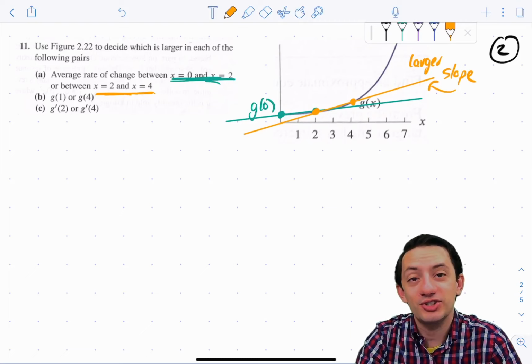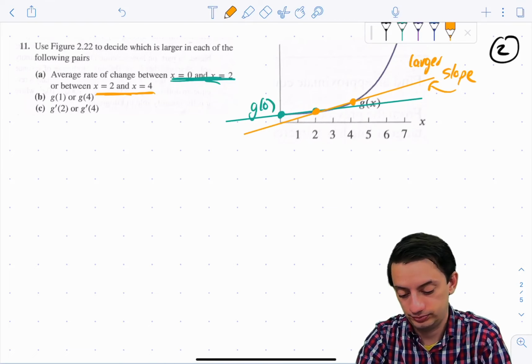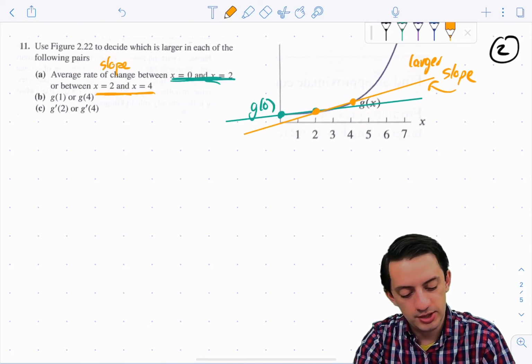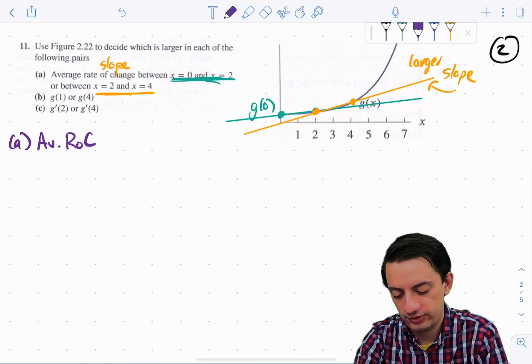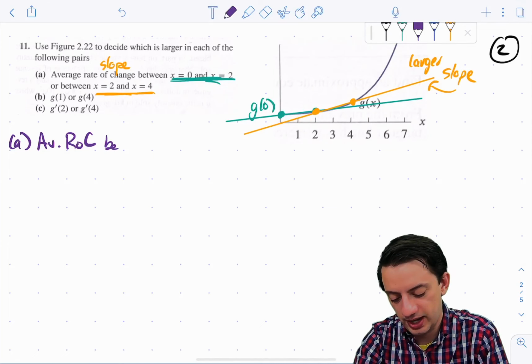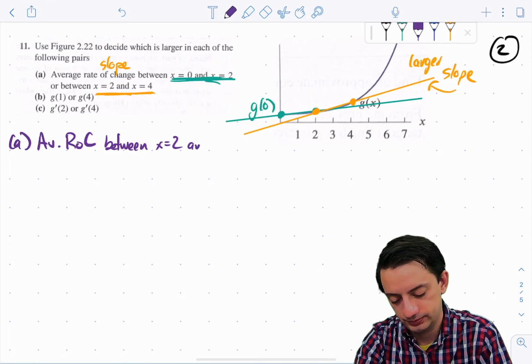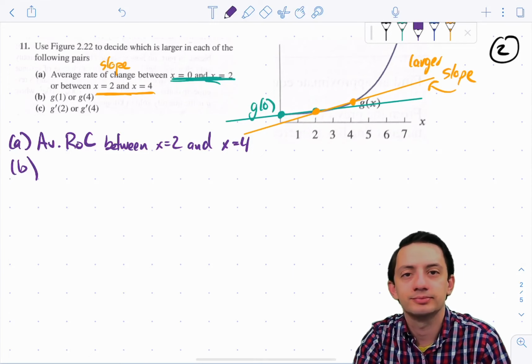The average rate of change is the slope. And so that gives us our answer for A. It's the average rate of change. I'll abbreviate. Average rate of change between x equals 2 and x equals 4. That's the larger one because the slope is steeper.